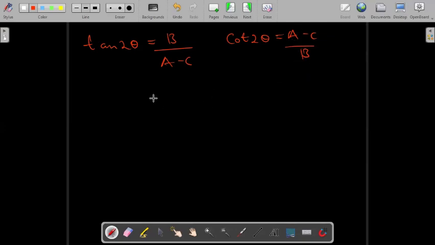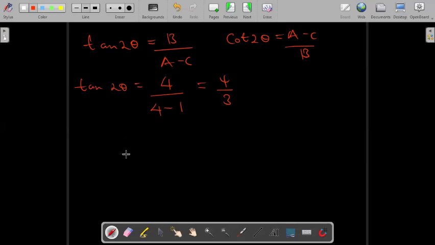Myself, I like using tan, so I'll go with tan 2 theta. What is my B? I know my B from my equation earlier is just 4. My A is also 4, and my C is 1. And this just gives me 4 over 3.